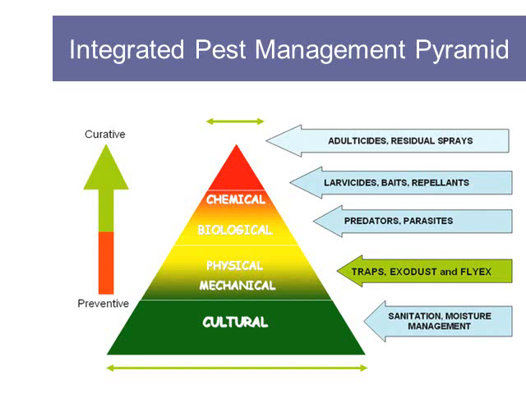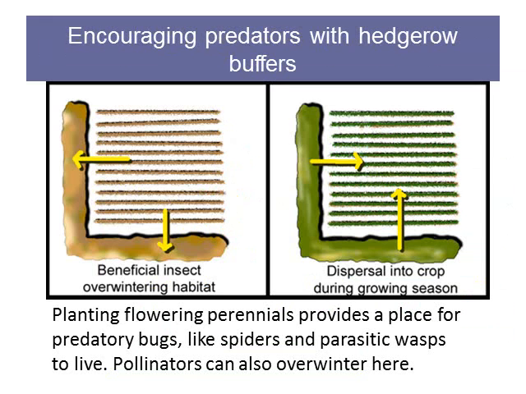So you can see that this is a different way of thinking about managing pests, and that has to do with population. You can also encourage predators with hedgerow buffers, planting flowering perennials to provide a place for predatory bugs like spiders and parasitic wasps. Pollinators can also overwinter there. We're going to talk about pollinators in a bit.